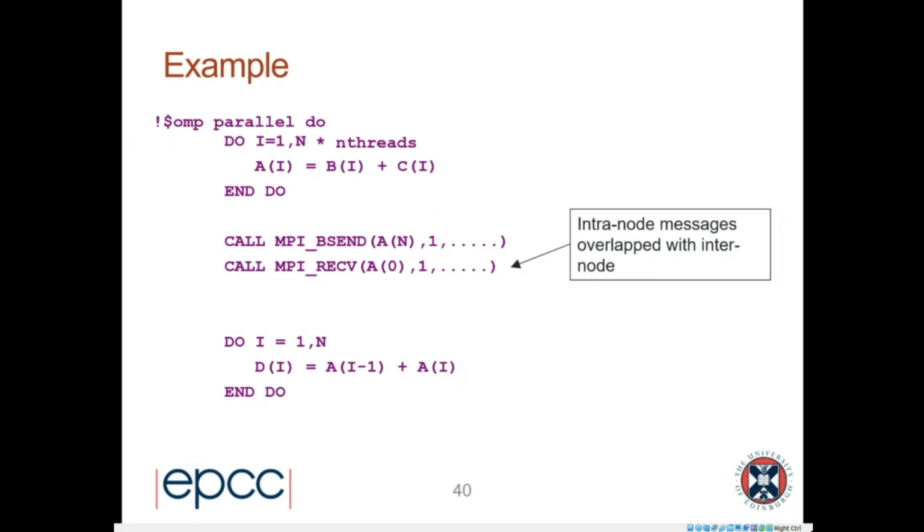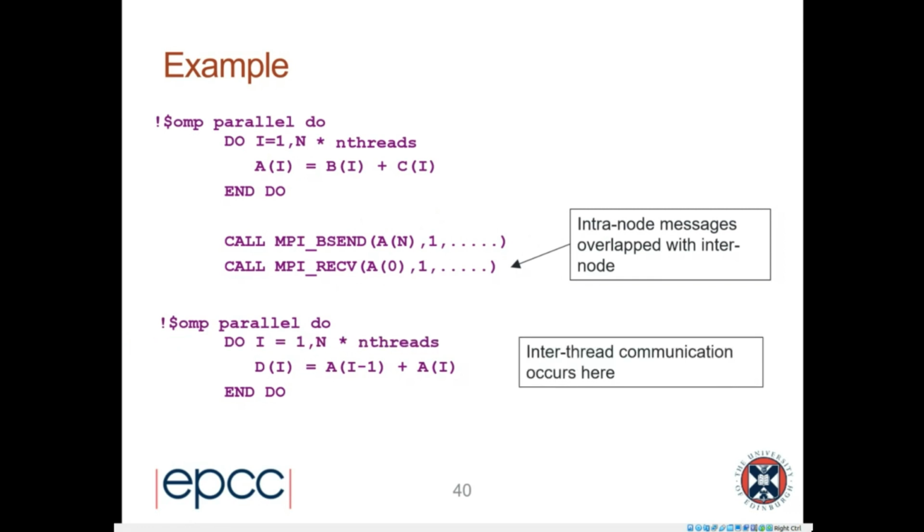However, if I do this, the interthread communication happens here in the loop, not here, and it won't be overlapped. You have a lot more synchronization. You have an implicit barrier here, and the interthread communication happens here. So you don't overlap. You've separated out the communication between nodes and on a node, and that can have performance implications.